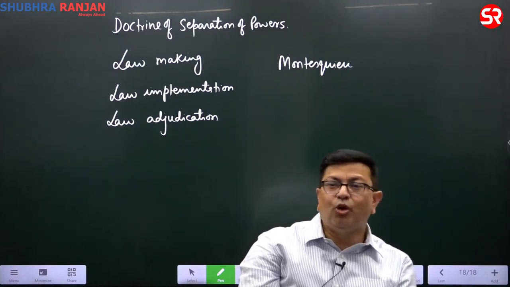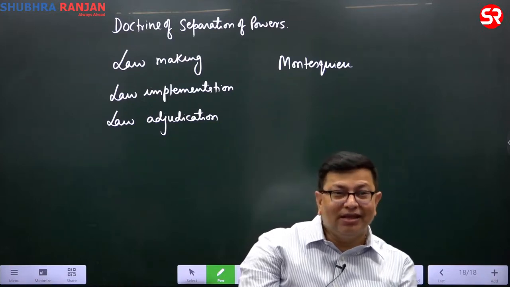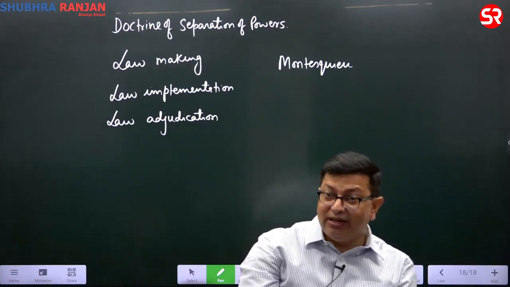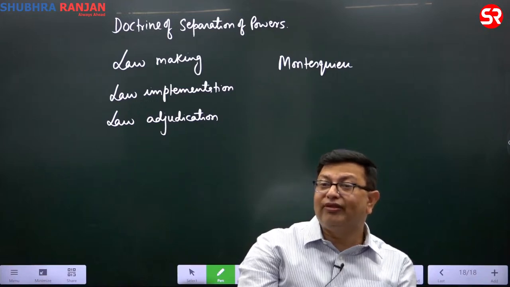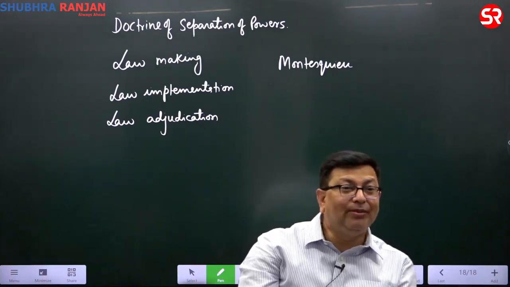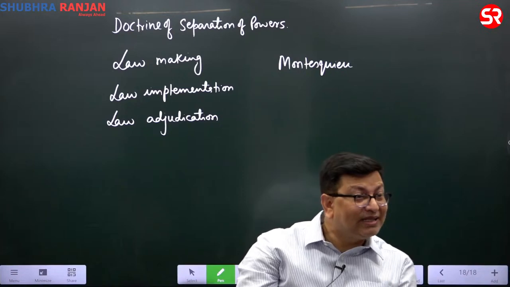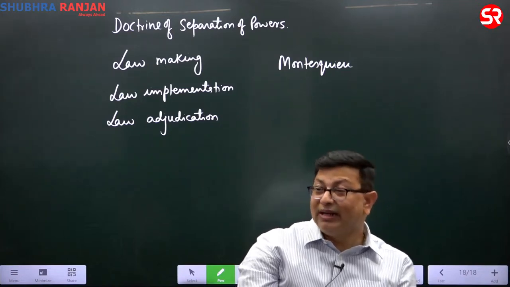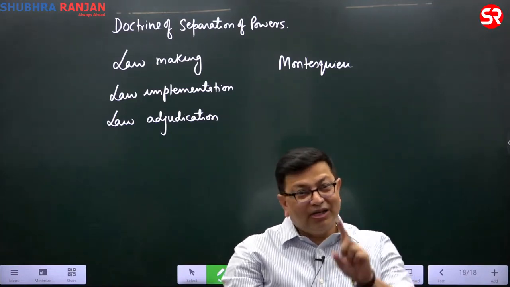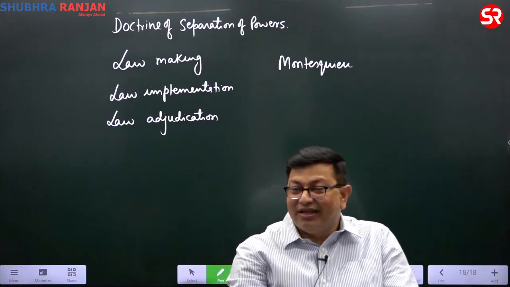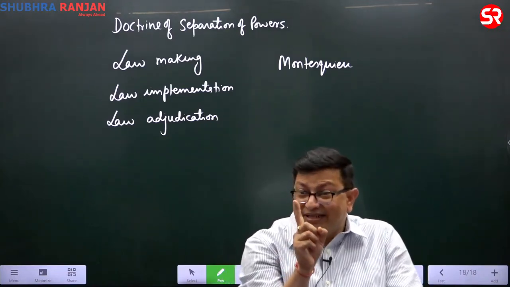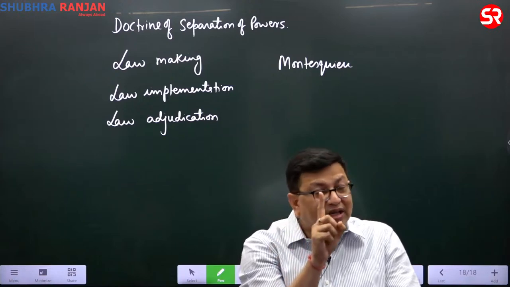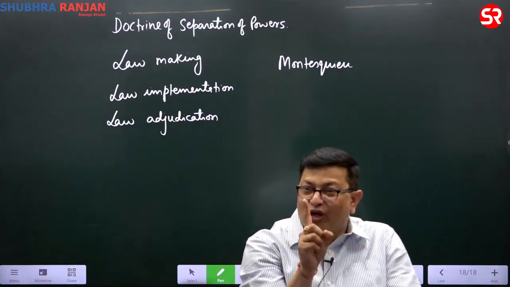For instance, no discussion can take place in the houses of the parliament on the conduct of a judge of the Supreme Court or a High Court except on a motion for the removal of the judge. Under normal circumstances, the legislators cannot discuss the conduct of the judge of the Supreme Court or the High Court.